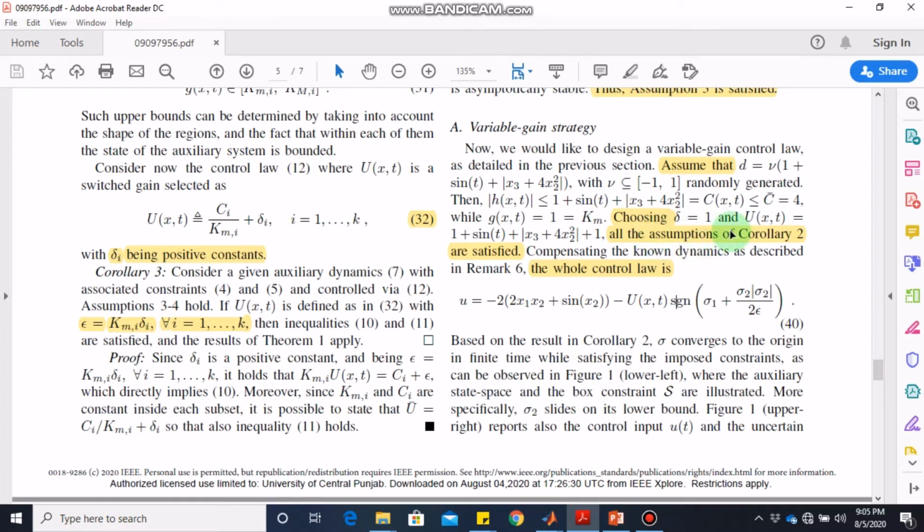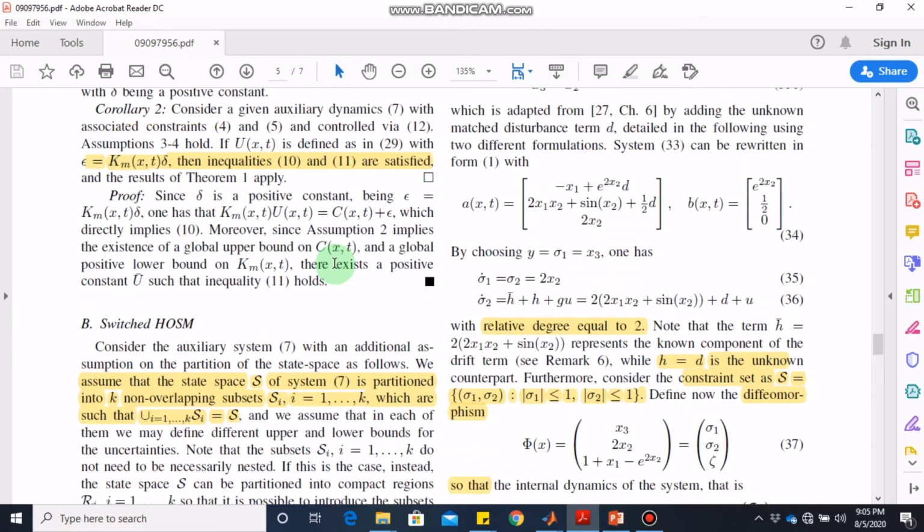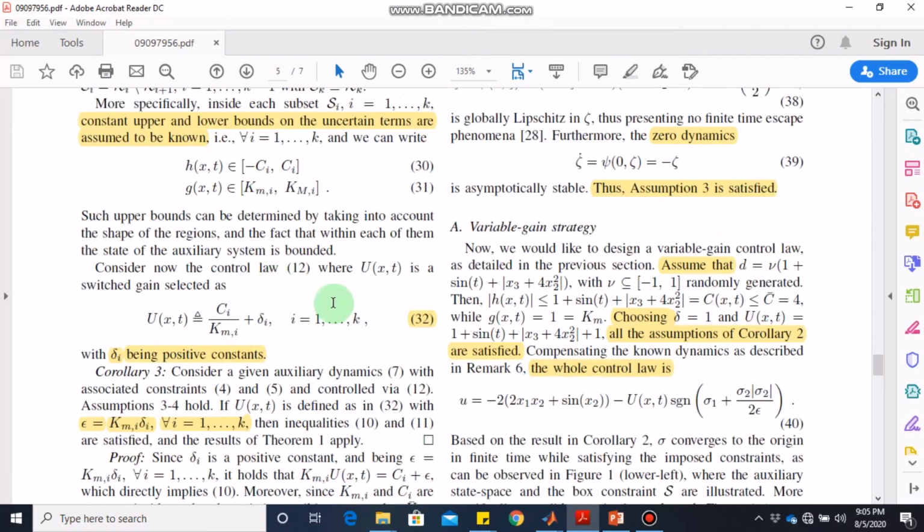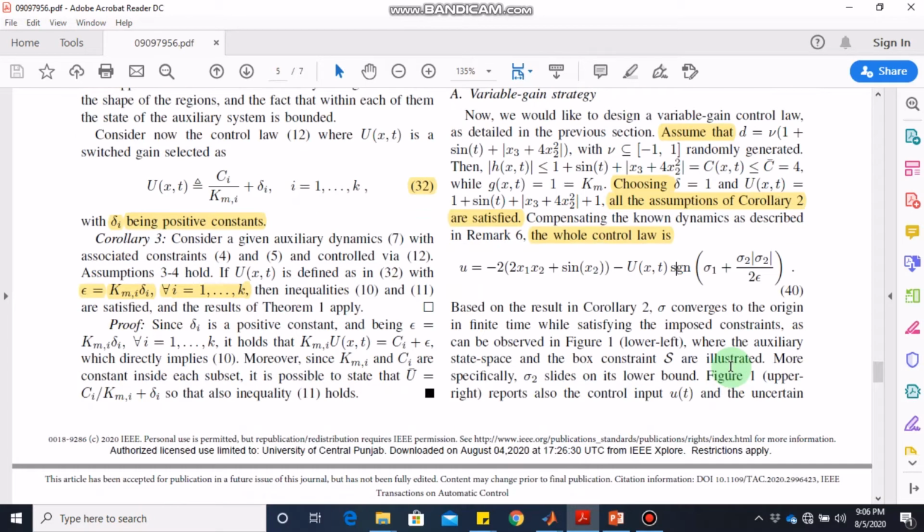So capital U is equal to 1 plus sine t plus this. Where does this come from? This capital U comes from this equation, equation number 29, because we have c of x equal to this whole term 1 plus sine t plus x3 plus 4x2 square magnitude. So they have selected delta to be equal to 1, so c plus delta is equal to capital U, and if you put capital U like this, then you have the control law.